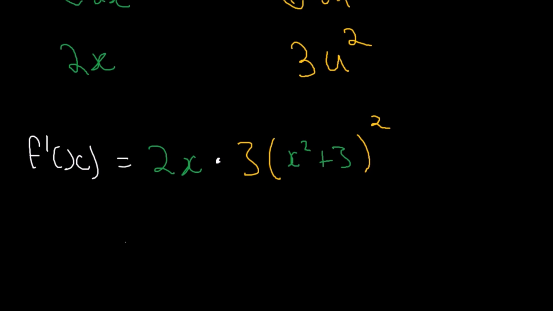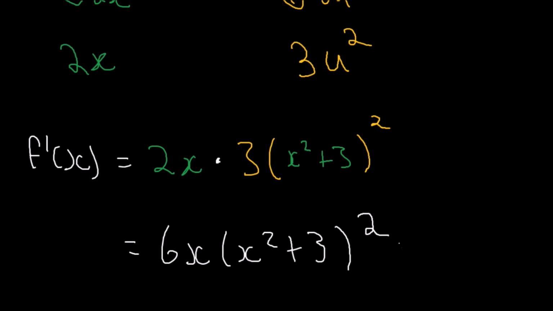Now simplifying things, we say that the derivative is f prime of x equals 6x times x squared plus 3 all squared. You're welcome to try this yourself by multiplying everything out as well.